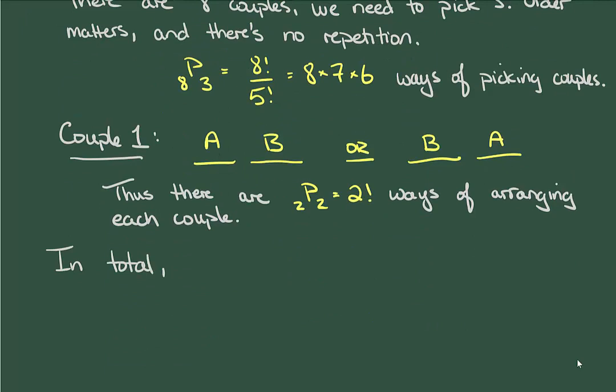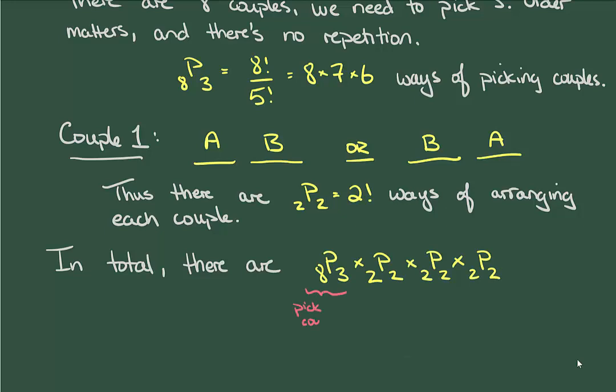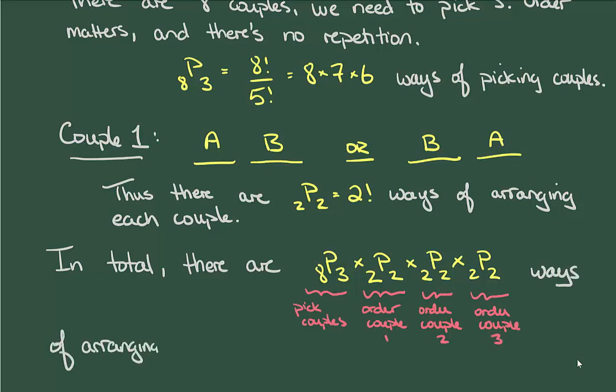So if we put all of this together, the number of guest arrangements is as follows. And here we recall that 8 pick 3 is the number of ways of choosing the actual couples, and then each of these 2 pick 2s is how each couple can be seated within their designated slot, and we multiply them together to get the total number of possibilities.